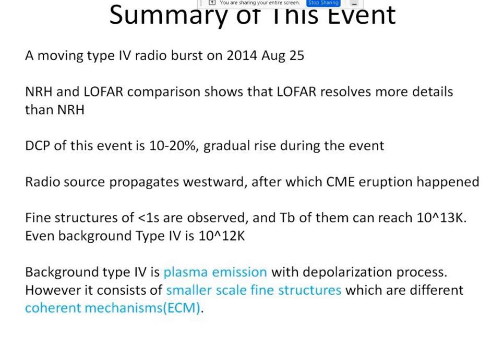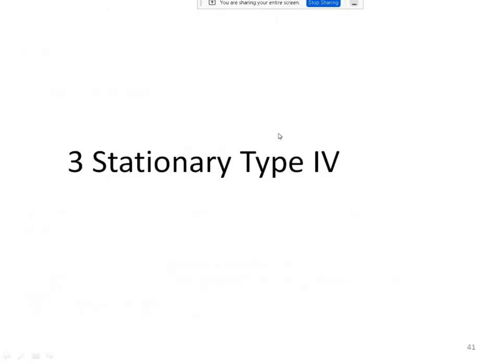So we conclude that the background type 4 radio burst is generated by plasma emission with a depolarization process. However, it consists of smaller scale fine structures, which are generated by different coherent mechanisms, which are ECM, the electron cyclotron maser effect.